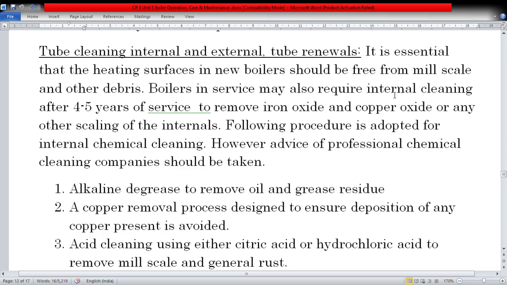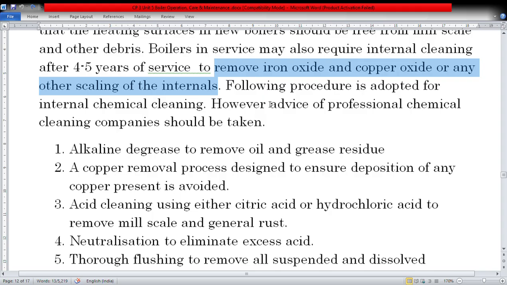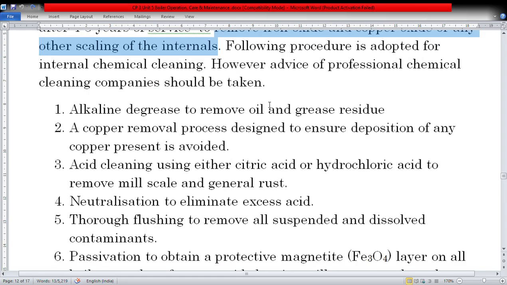See, it is essential that the heating surface be kept clean, because heat transfer only takes place in the boiler, as you know that it is generating steam. A boiler in service may require internal cleaning after 4-5 years. So after 4-5 years we do internal cleaning to remove what we know as iron oxide and copper oxide and any other scaling of the internals. So what is the process that we are following? It can be specific case to case. That also we have to keep in mind.